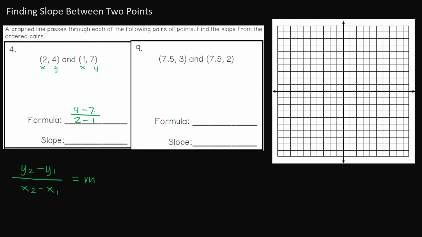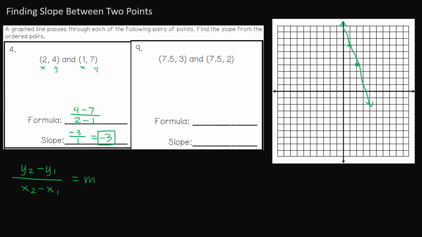And when I simplify, 4 minus 7 is negative 3. 2 minus 1 is 1. So my slope is negative 3 over 1, or just negative 3. Here's what my line looks like plotted. So if I plot the points, here's (2, 4) on the graph, and (1, 7). If I draw a line through those points, it's not the best line in the world, but you get the idea.